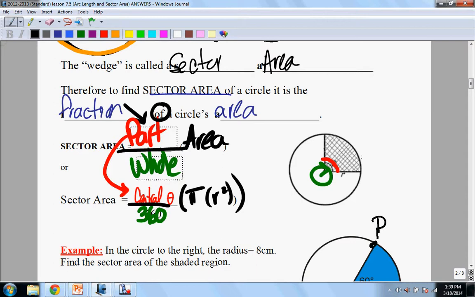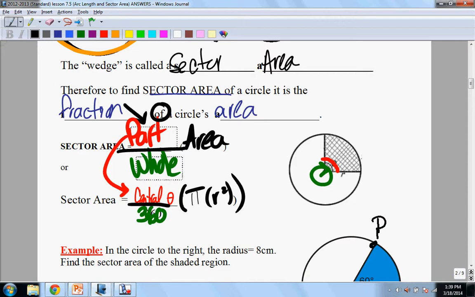Yes, ma'am. Yes. That's a pi, dear. Let me get my fat pen out here. Got it. Nikki. Kinda.